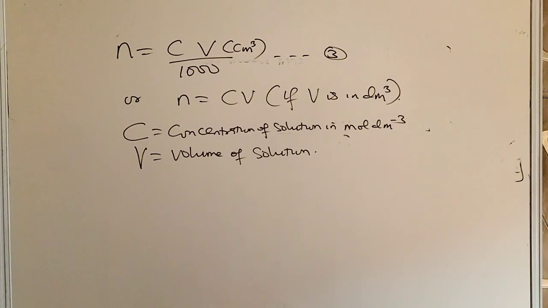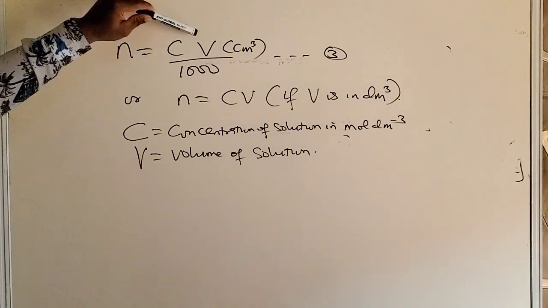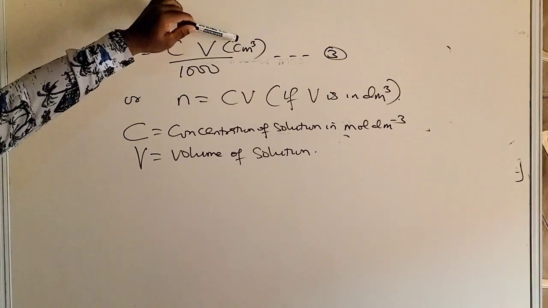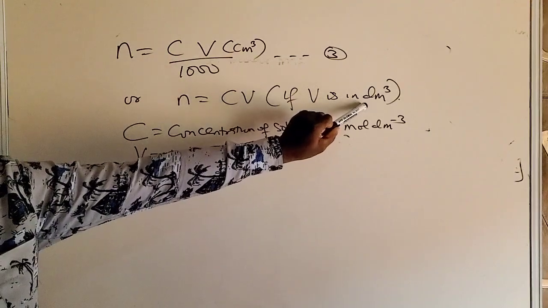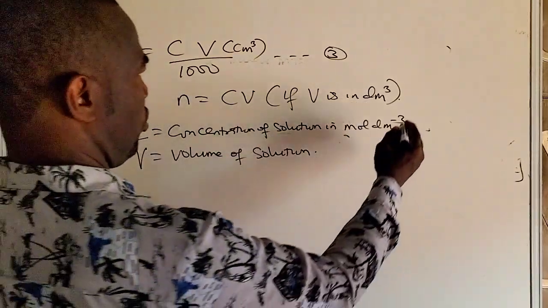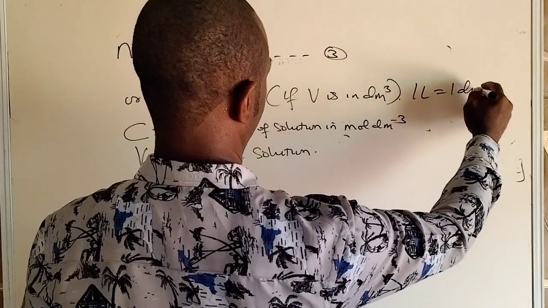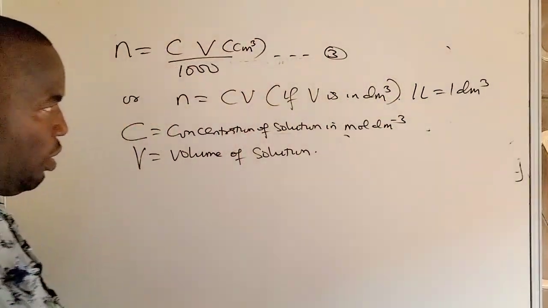Number of moles equals CV over 1000, equation 3, or number of moles equals C times V. Look at equation 3 in two alternative forms: CV over 1000 and CV. So when do we use the first form? Use the first form when the volume is expressed in centimeter cube. Use the second form when the volume is expressed in decimeter cube or liters, because 1 liter is equal to 1 dm cube. So you should know that.